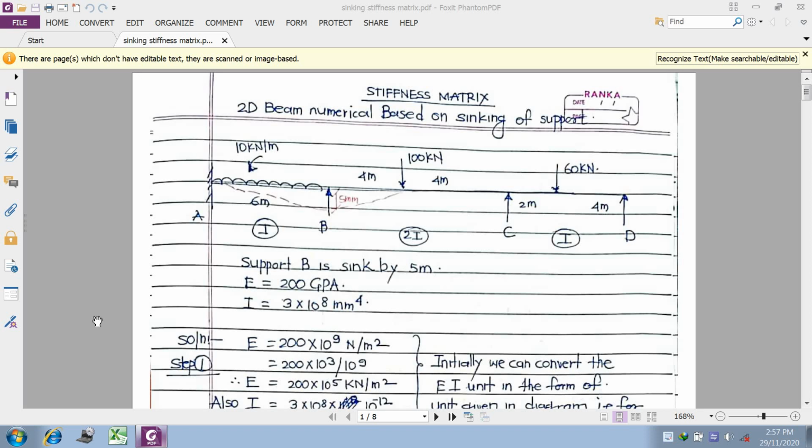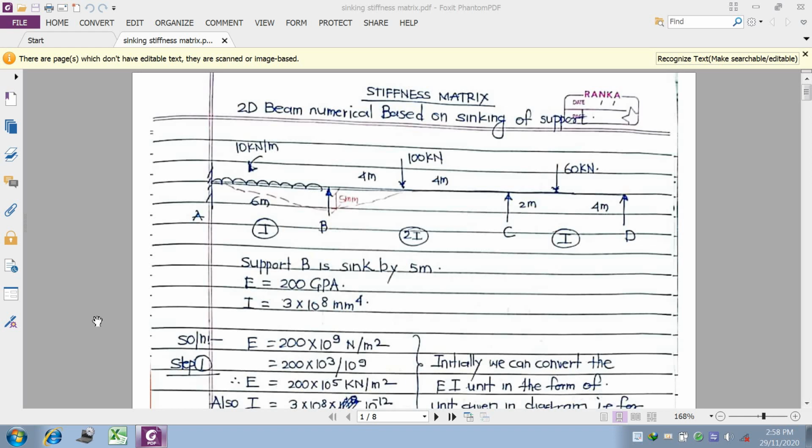But in this type of numerical it is always mentioned that any one or two of the supports may have the sinking effect. So I have considered one of the numericals from the winter 2015 paper, which was asked for about 14 marks. So let us see how to solve this numerical by using the stiffness matrix method.